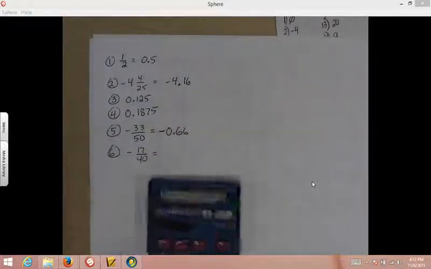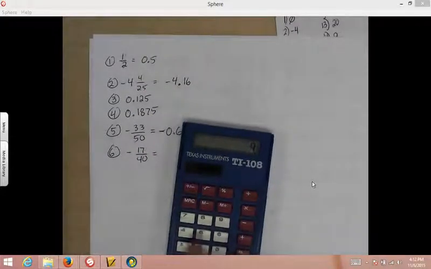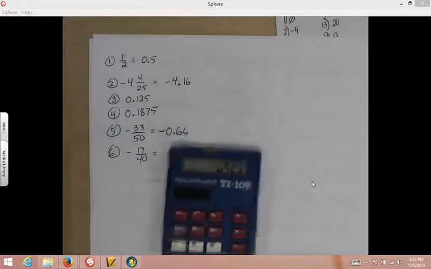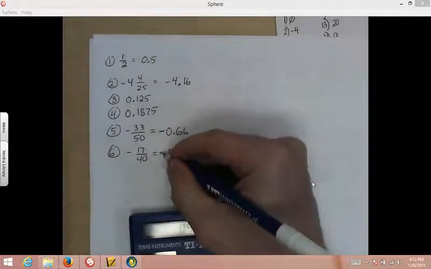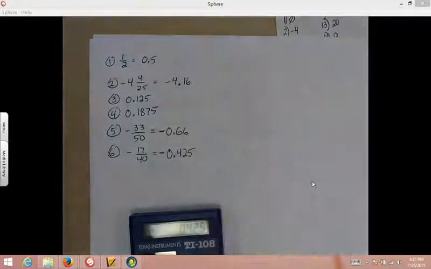Number 6, we've got negative 17 over 40. So 17 divided by 40, 0.425. Don't forget this was negative, that makes this negative. There we go.